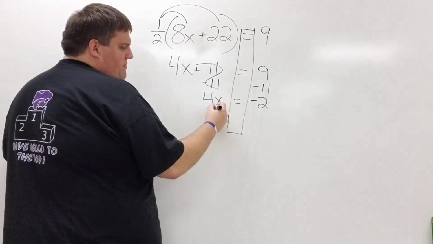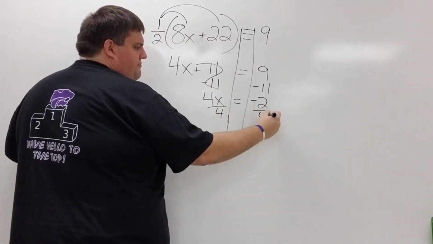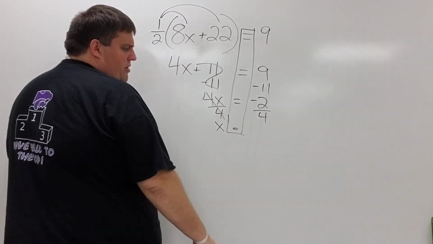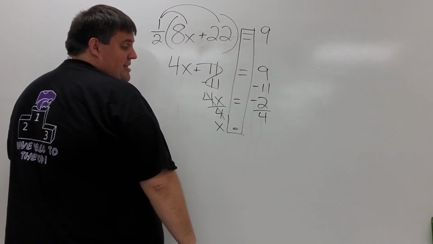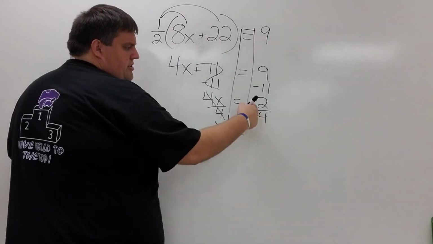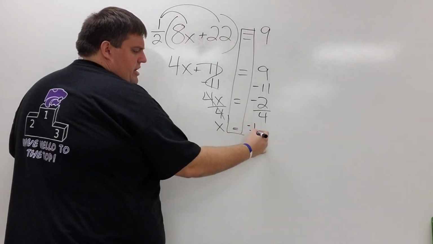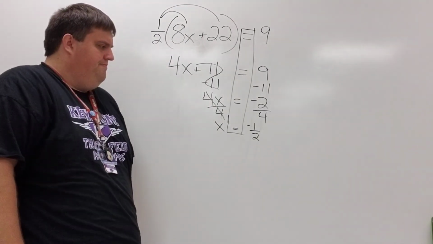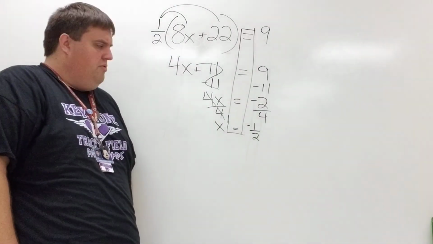And then when I divide by 4, negative 2 over 4, that's going to simplify. It gives me a decimal, but I don't want it. 2 goes into both of those, so negative 1/2 is my answer. Very cool. Very cool.